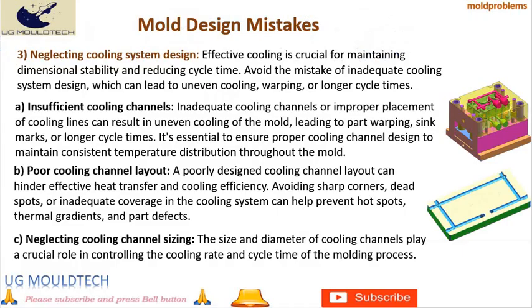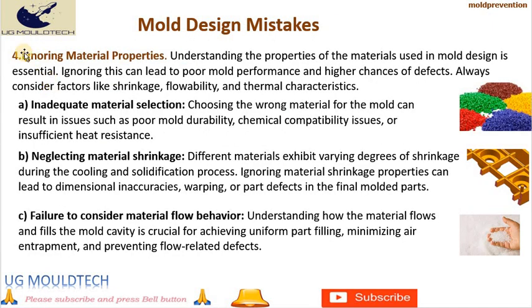Friends, next point in injection molding design is 4. Ignoring material properties. Understanding the properties of the materials used in mold design is essential. Ignoring this can lead to poor mold performance and higher chances of defects. Always consider factors like shrinkage, flowability, and thermal properties.